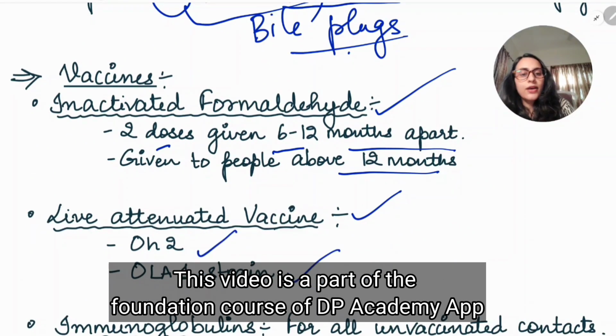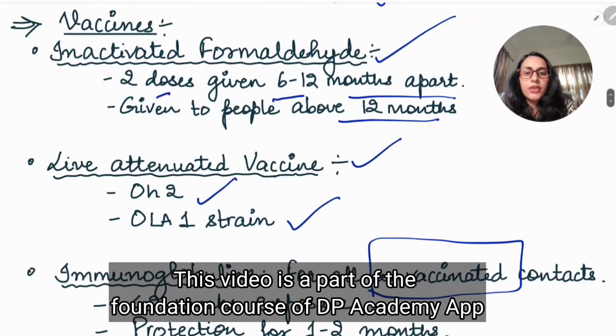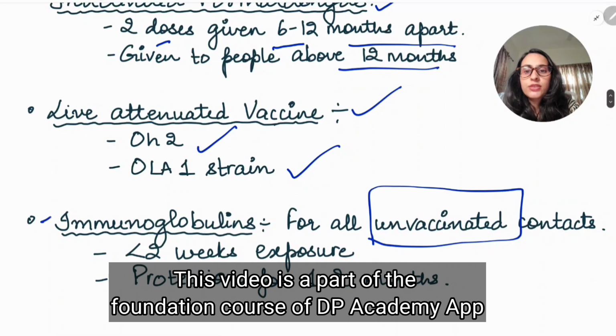Immunoglobulin is given for all the unvaccinated contacts. See, if you have come in contact with a hepatitis patient, and you yourself are unvaccinated, then we go for immunoglobulins. So they are given within 2 weeks of exposure.